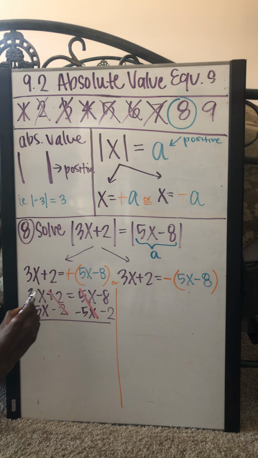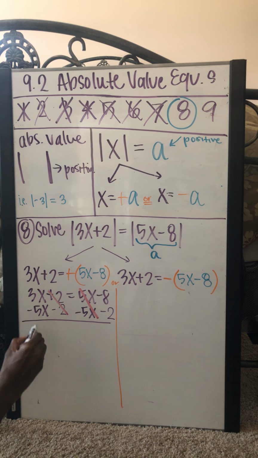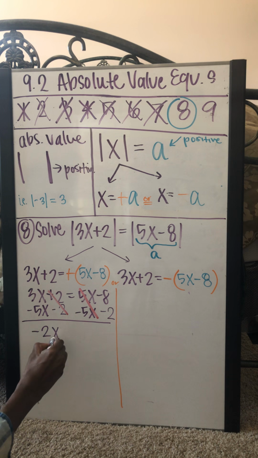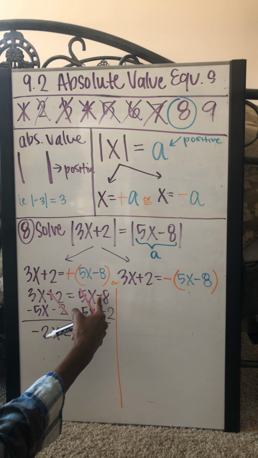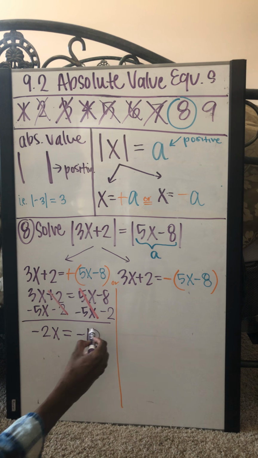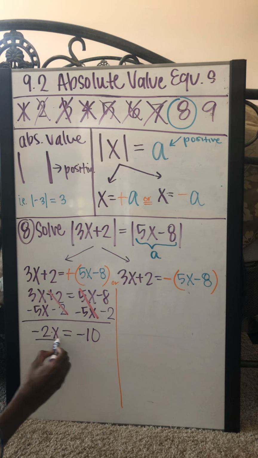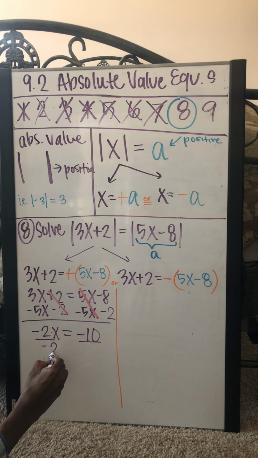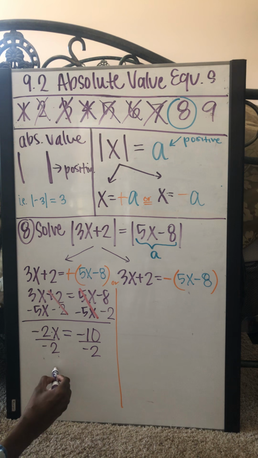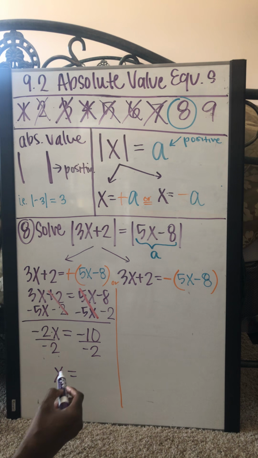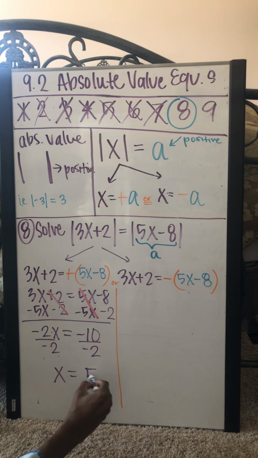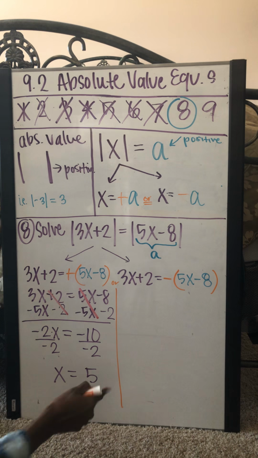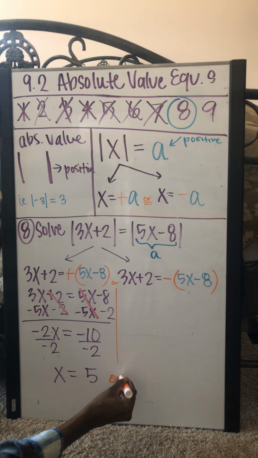And that leaves us with 3x minus 5x, so we get negative 2x is equal to negative 8 minus 2 is negative 10. And then this negative 2 is connected to the x by multiplication, so to reverse it, we divide both sides, and we get x is equal to positive 5. Okay, or now we can solve this other side.